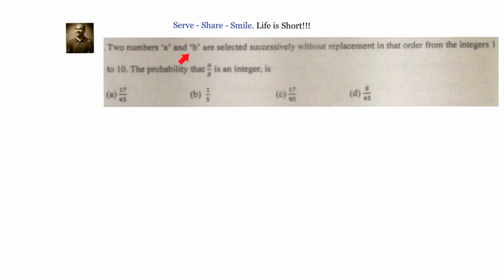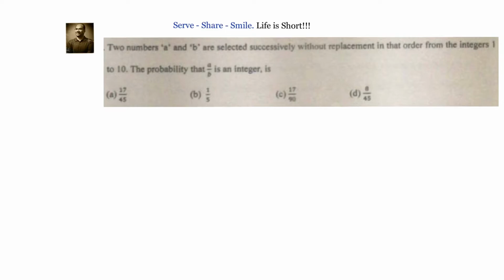Two numbers a and b are selected successively without replacement in that order from the integers 1 to 10. The probability that a by b is an integer is, we have different options.